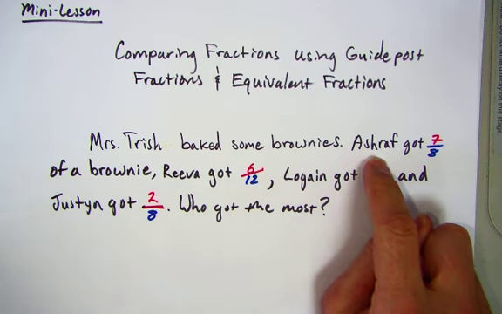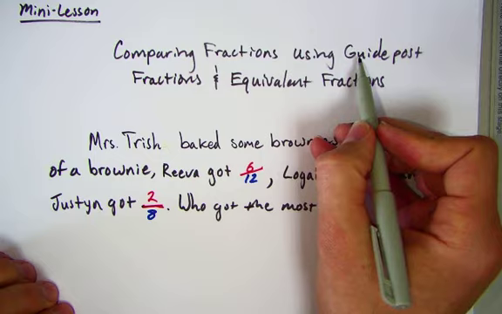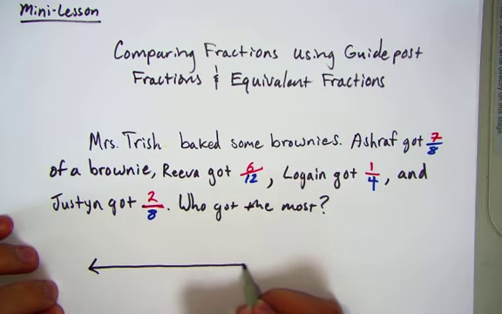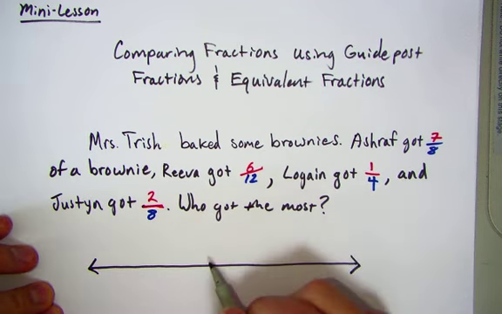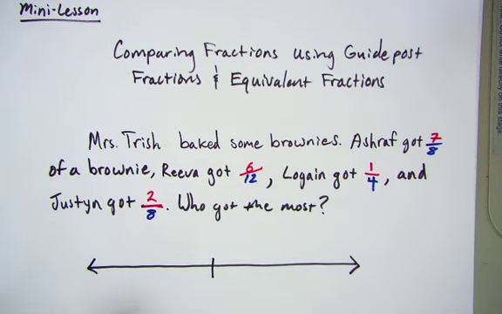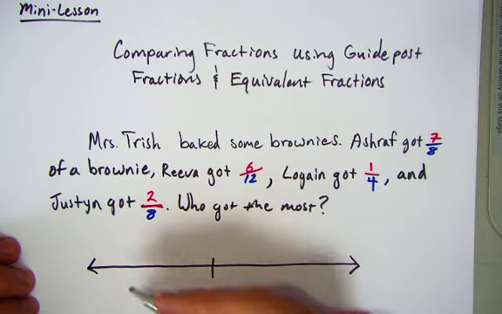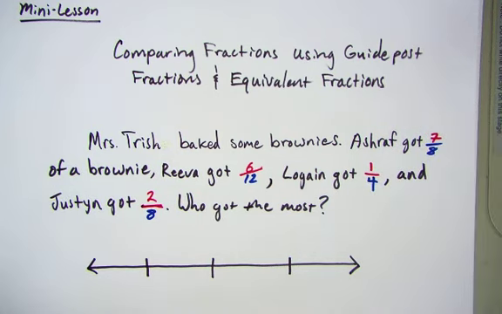So let's go ahead and use a strategy. And this is our guidepost fractions. And in this strategy, we need to draw a number line. And on our number line, we're going to put our guidepost fractions. You're probably wondering what guidepost fractions are, but I'm going to tell you in a little bit. So our guidepost fractions are fractions that we know. We already know these fractions in and out.